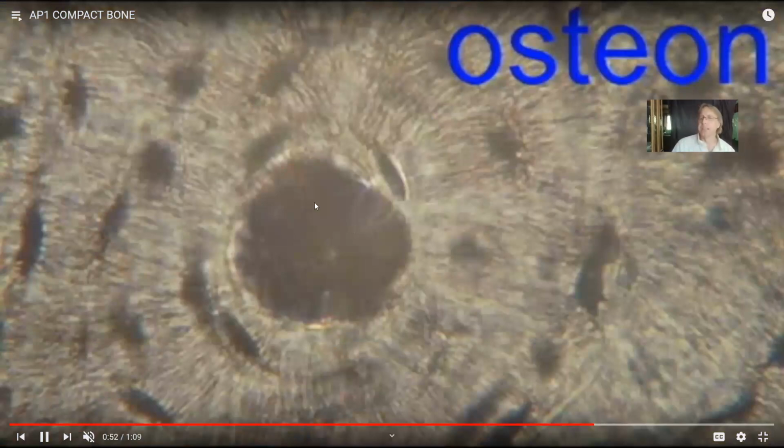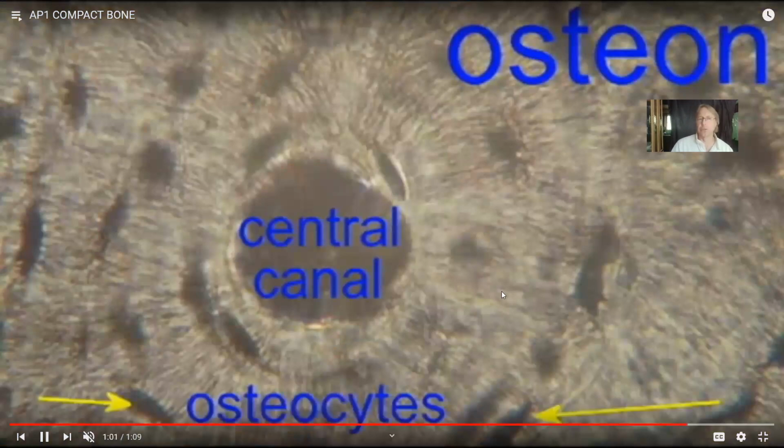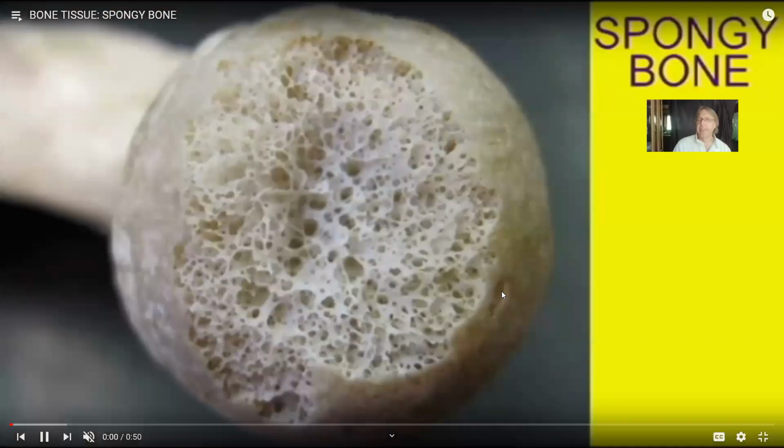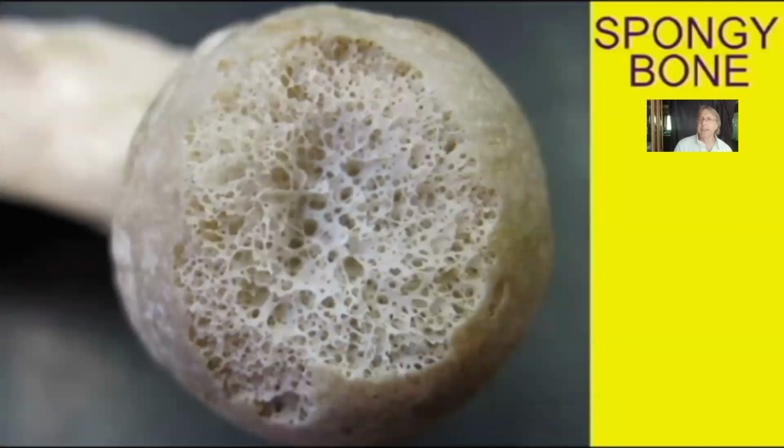So here you see compact bone. Once again, there's a central canal for blood vessels. And then we have concentric circles of bone salts known as lamellae, and canaliculi can unite the osteocytes between them. In this next type of bone tissue, notice that the bone is not as solid. All right, there's lots of spaces between it, and therefore this is what we call spongy bone.